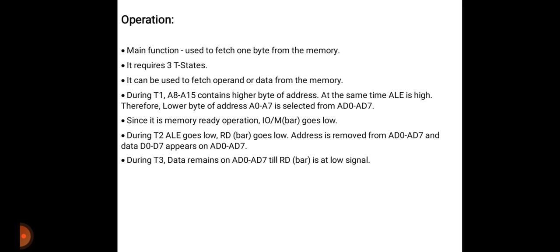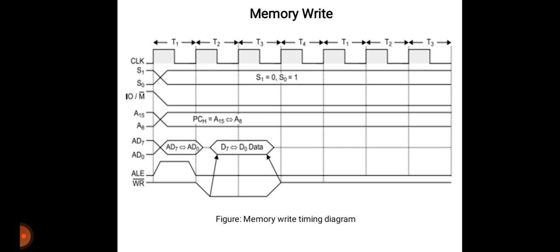The next one is the memory write. In the figure you can see the memory write timing diagram. It has 4 states T1, T2, T3 and T4, and it operates in 3 states only. The condition for this memory write timing diagram is S1 equals 0 and S0 equals 1. Then we will see in detail.